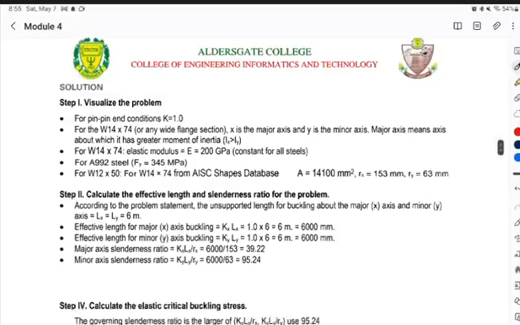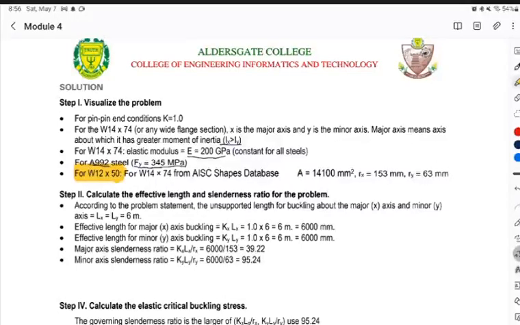Okay, so Ix is always greater than I sub y. So for W14 by 74, of course, for all steel, E or modulus of elasticity is always 200 gigapascal. Okay? And since our steel is A992, Fy is 345 megapascal. So Fy lang naman class yung ginagamit natin for design for compression, no? We do not use Fu just like design for tension.